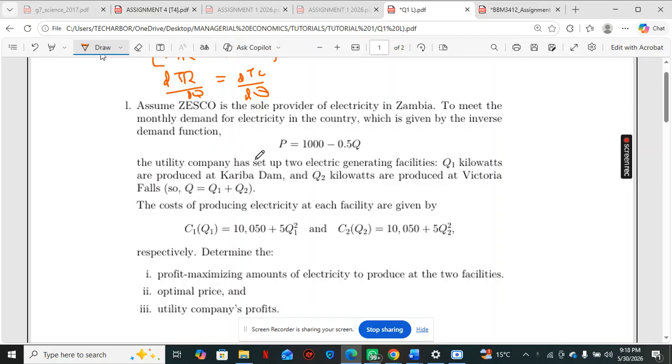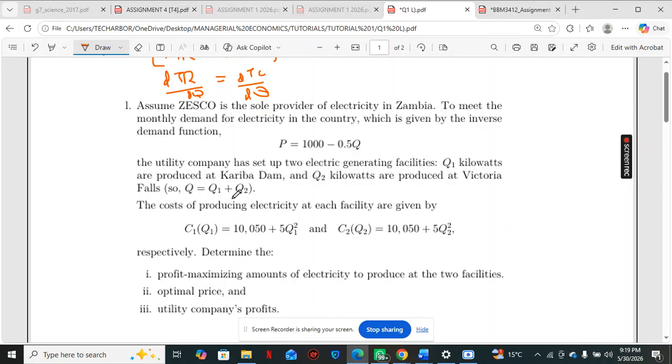The utility company has set up two electric generating facilities. Q1 kilowatts are produced at Kariba Dam and Q2 kilowatts are produced at Victoria Falls. So Q, which is the total quantity of electricity produced, equals Q1 plus Q2.